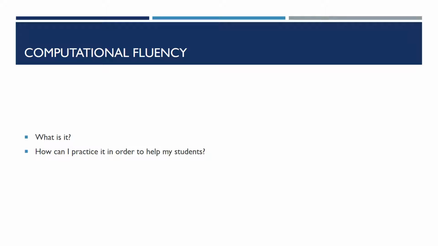Computational fluency. What is it? Well, if you remember reading fluency, it's basically the student being able to decode in order to comprehend and understand what they are reading. So to do that, they have to have proper rate, proper accuracy, and proper expression.